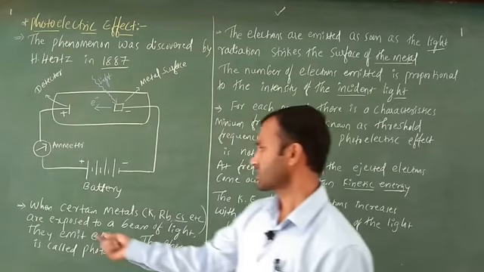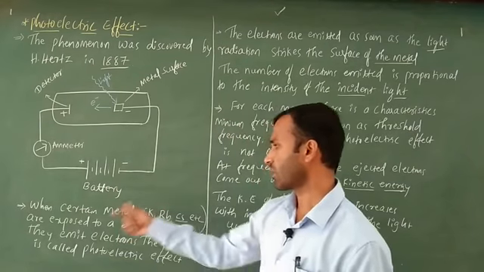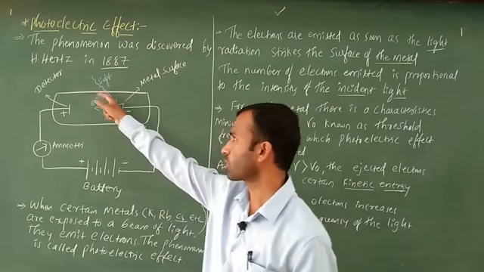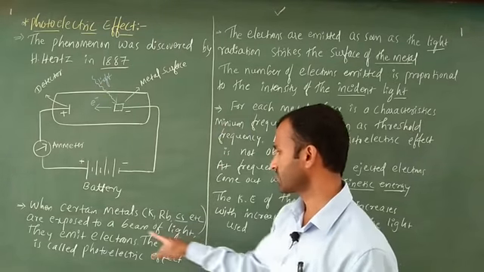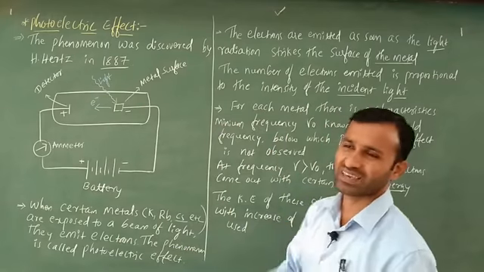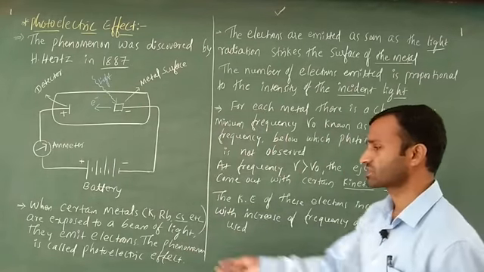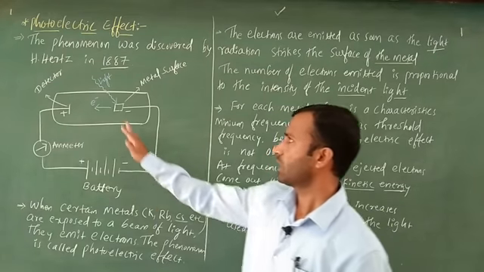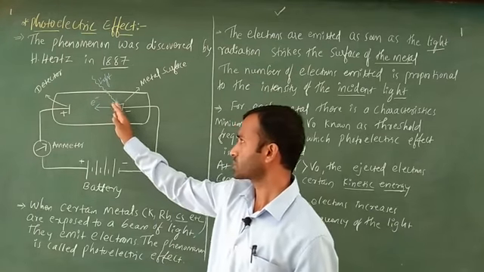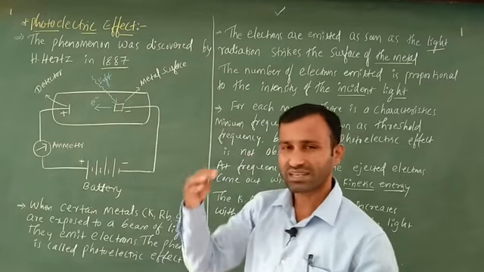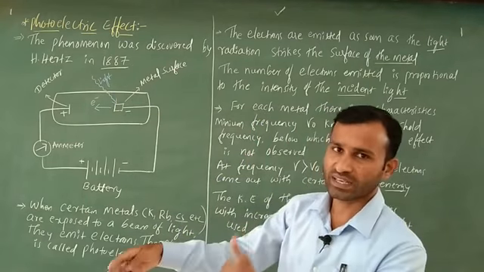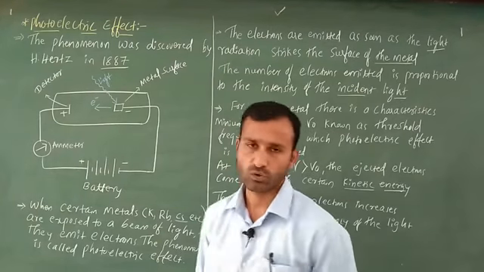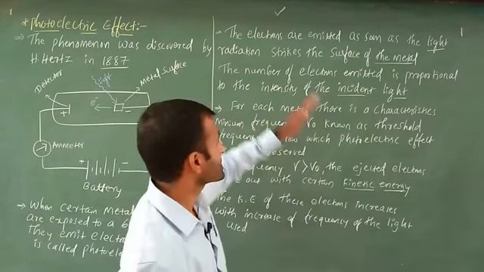Next, when certain metals are exposed to a beam of light, they emit electrons, meaning they start ejecting electrons. This phenomenon is called the photoelectric effect. It is very simple: when a beam of light falls on the metal surface, the metal starts ejecting or donating electrons. That is called the photoelectric effect. This is the first point you have to write.